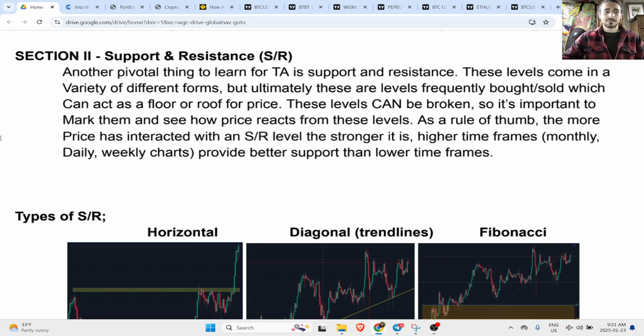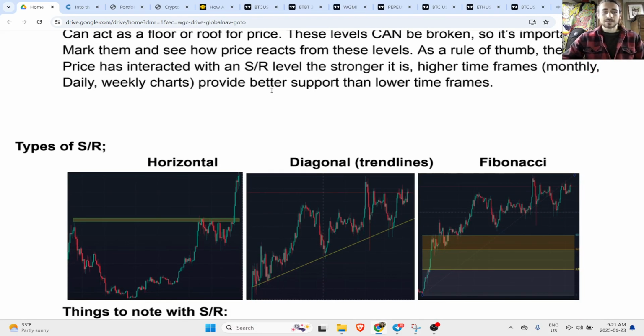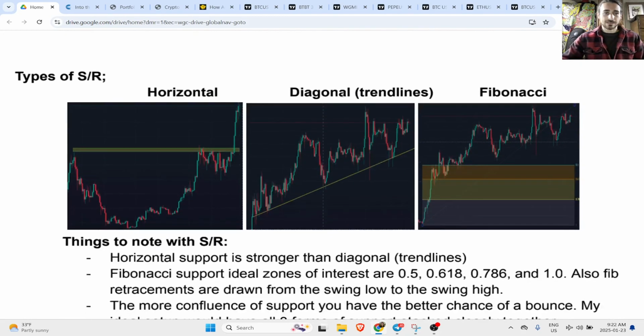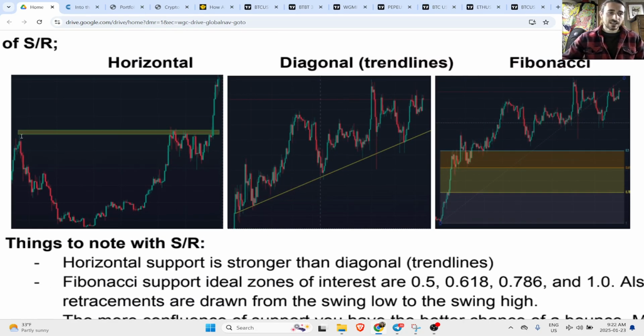As a rule of thumb, the more price has interacted with a support or resistance level, the stronger it's going to be. And the higher time frames are going to be better support or resistance than the lower time frames. So coming down here, we'll first take a look at a few different types of resistance. We've got our horizontal here. You can see price came in through here and reacted all through here. We had resistance back to the prior cycle, and then it was able to break out.